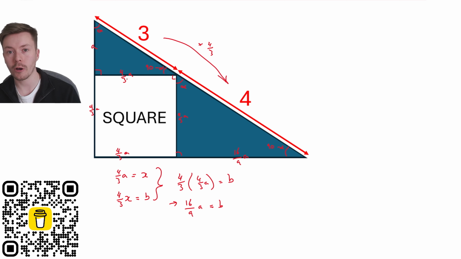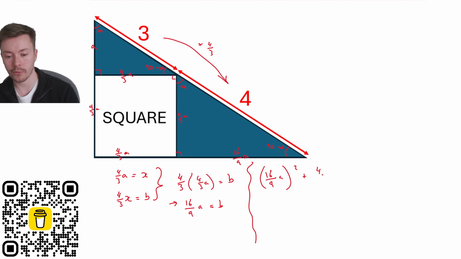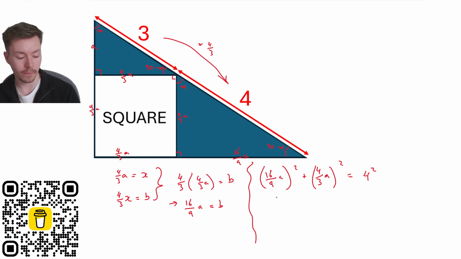Now, at this point, I can use Pythagoras with either the whole triangle or either of these smaller ones. And just to make things a little bit easier, I'm going to go with this smaller one here. So I'm going to use Pythagoras, block that off here. So I'm going to do 16 over 9A squared plus 4 over 3A squared is equal to 4 squared.